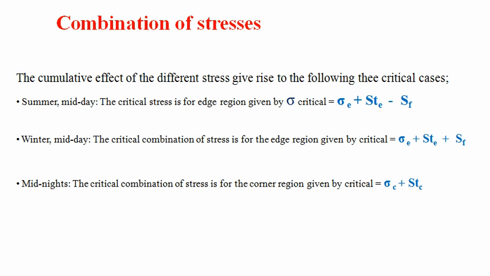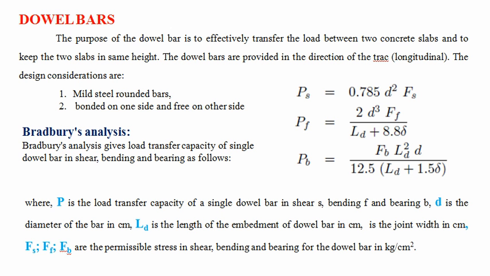Second, for the winter midday, the critical combination of the stress for the edge region will be given by sigma critical equals sigma E plus S_TE plus SF. And lastly, at midnight, the critical combination of the stresses is for the corner, given by sigma critical, that is sigma C plus S_TC. So all these three critical cases should be considered for the cumulative effect or the combination of stresses.